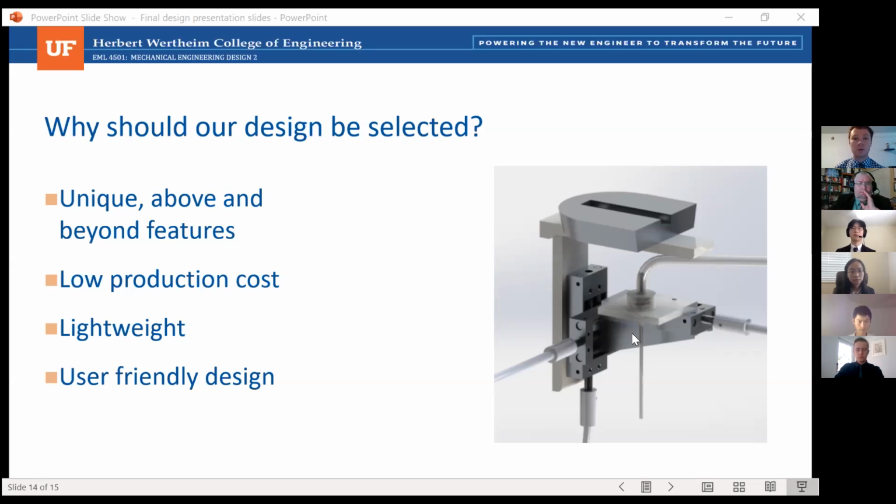And all components are designed really with the user in mind. Basically, our design takes the customer needs and not only meets them, but exceeds them. And it does that while costing a fraction of what we were asked to do.